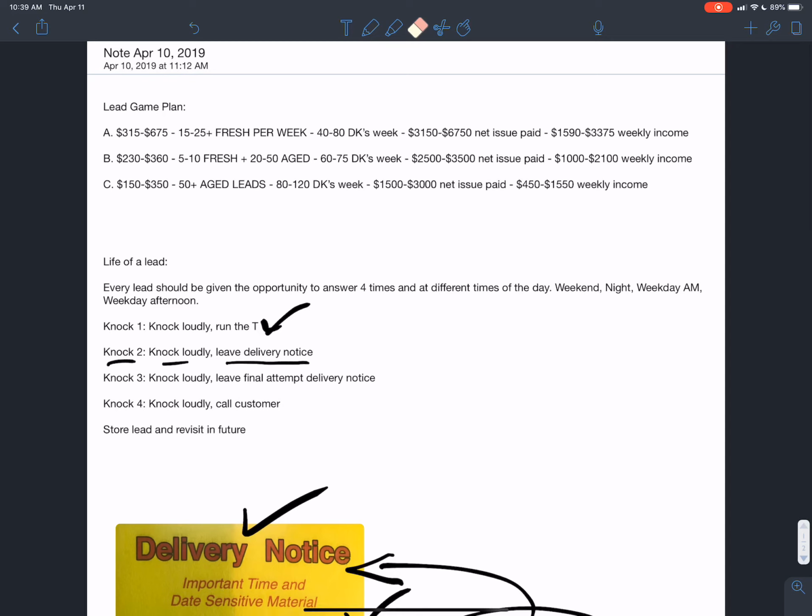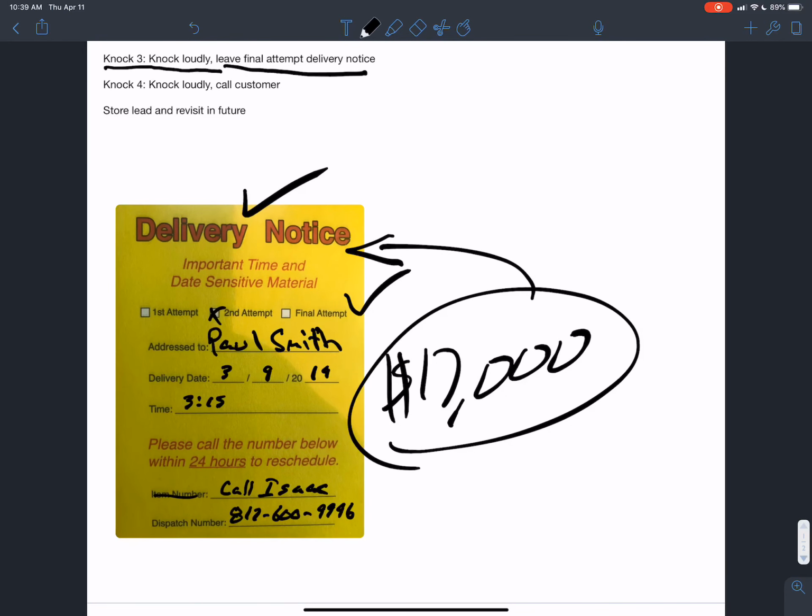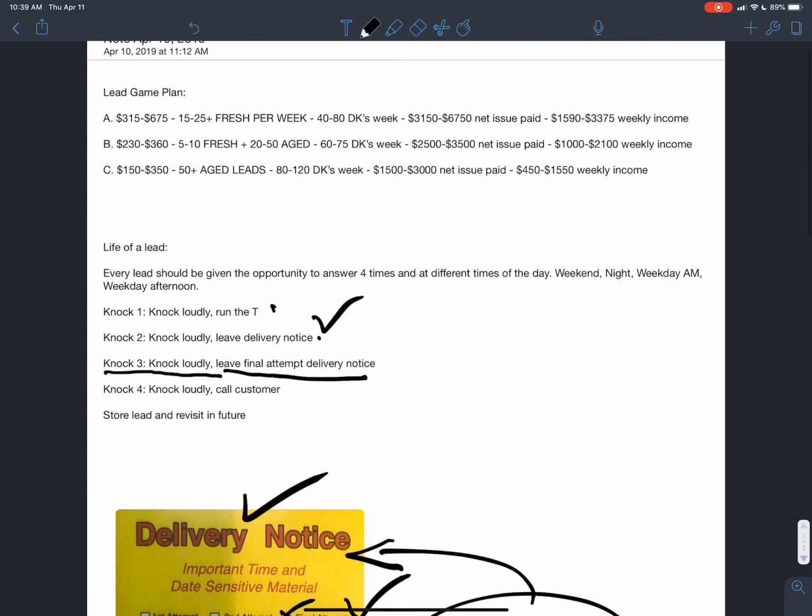All right. Door knock 3. Okay, they still haven't answered the door. They still haven't called you back. Nothing happened. Usually by this point, you're done. You either got them the first time or you got them on the second door knock or they called back from the delivery notice. The third knock, same exact thing. I'm going to leave the delivery notice again, but instead of checking second attempt, I'm going to check final attempt, just like that. Pretty simple.